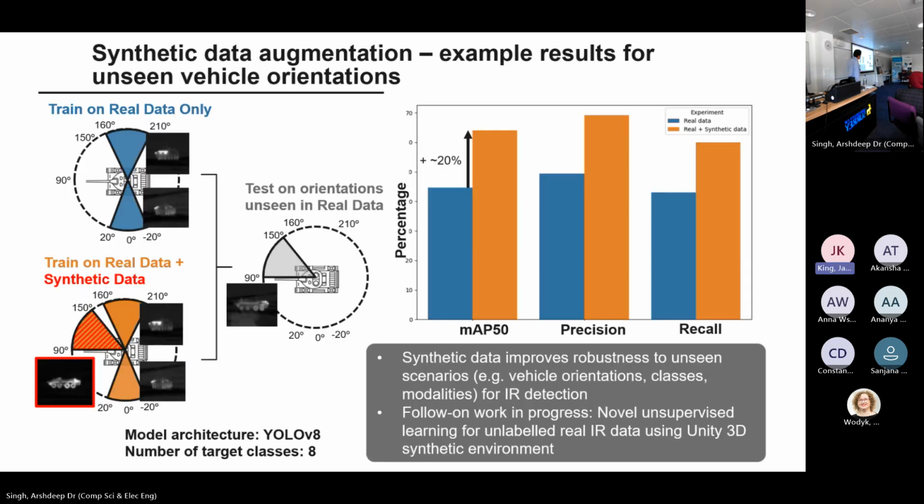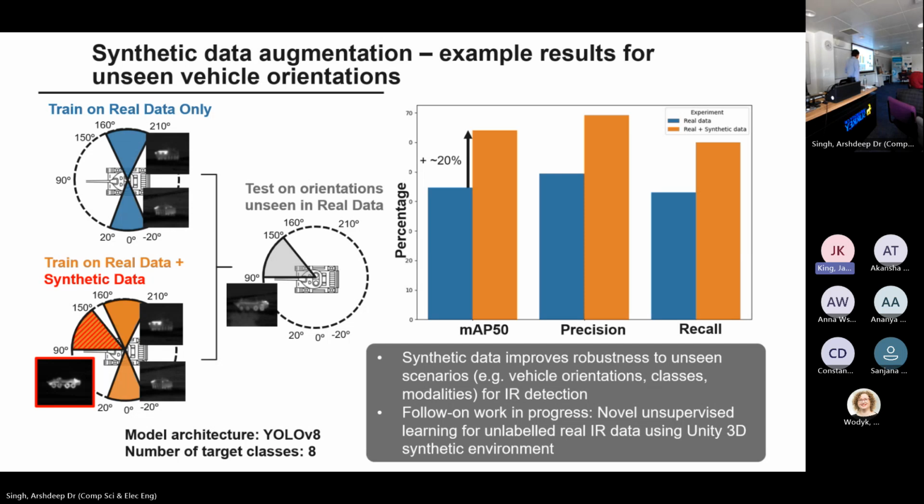So we do a couple of experiments where we train on the real data on this set of orientations, so -20 to 20 degrees, and similarly the other way, so where the vehicles are coming towards us and going away from us. And then we augment the real data with synthetic data of these orientations that we are going to test it on. And we show an improvement of up to 20% in multiple metrics of MAP50, precision, and recall.